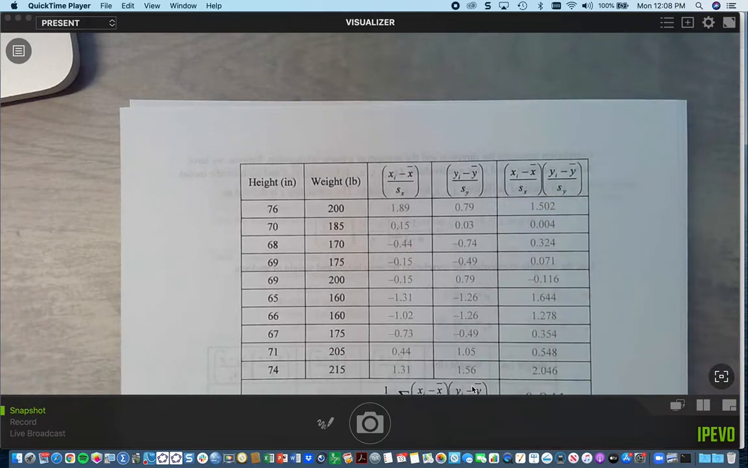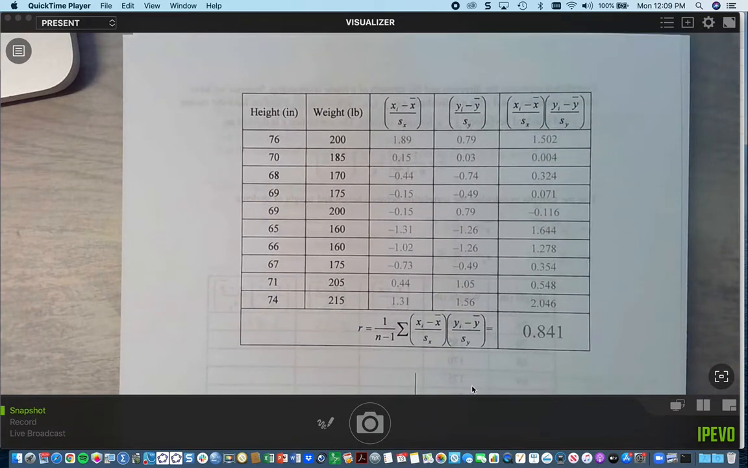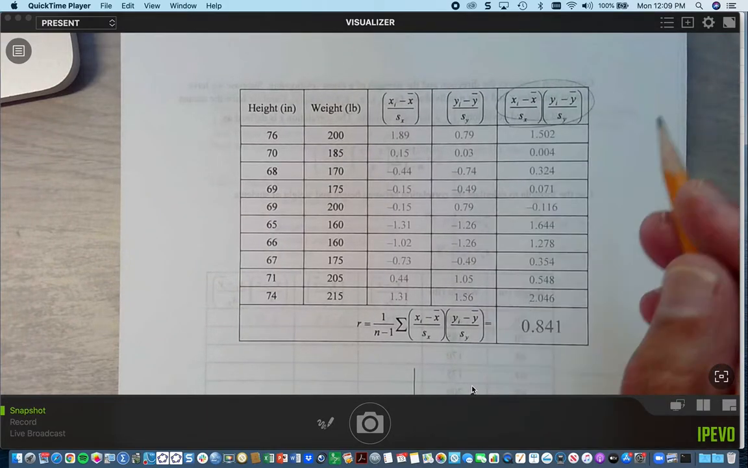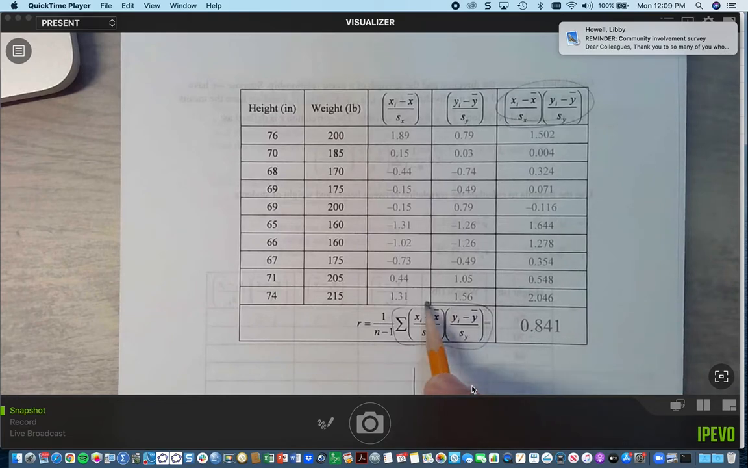Okay, so what I want to look at then is the formula says to take all these products and add them up. That's what this says to do right here. And then divide by, in this case, that's 9.